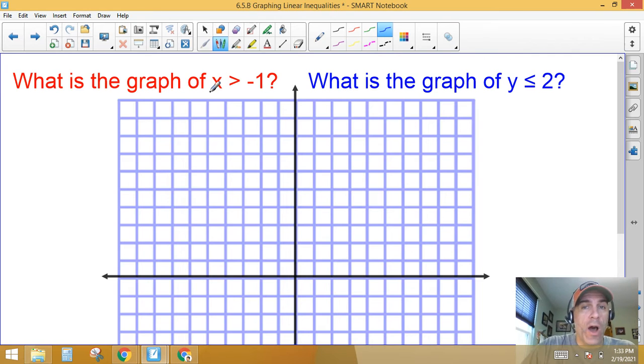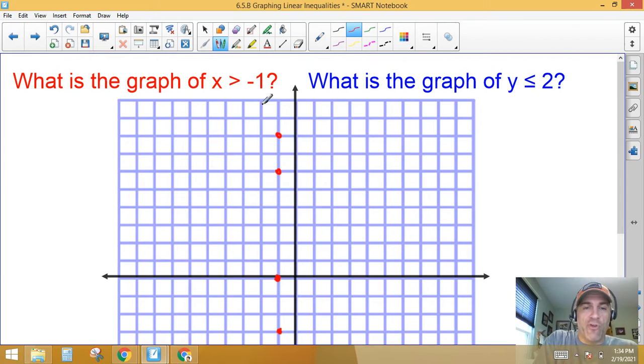Notice there's no y. So when x is greater than -1, the boundary line is going to be where x equals -1. So x equals -1 here. Actually, I should do this in red. It will equal -1 here, but it will also equal -1 here, or here, or here. Always it's going to be a vertical line.